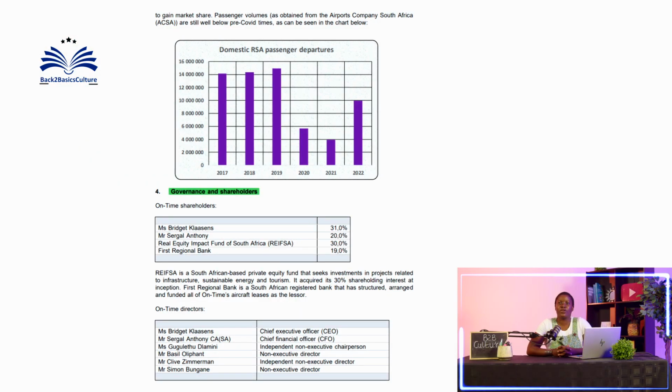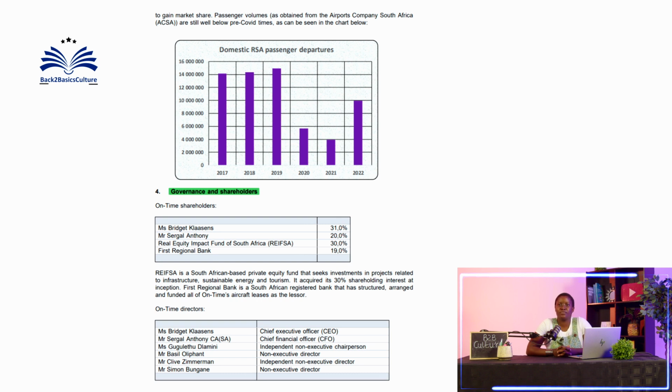Okay, so by now you should have a brief idea of what the company is about, who On-Time is, what the objectives are, what the strategy is, what the key operations are. But we still don't have much information about the people behind the success of the company, or rather the strategy of the company. Hence, now we're going to move on to our next section, which is the governance and shareholders of the company. So let's move on to the governance and shareholders section of our pre-release. Okay, let's have a look.